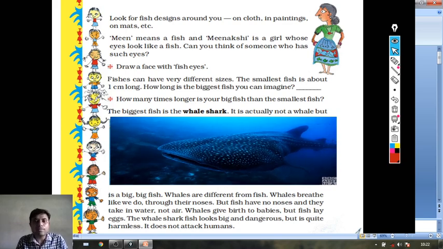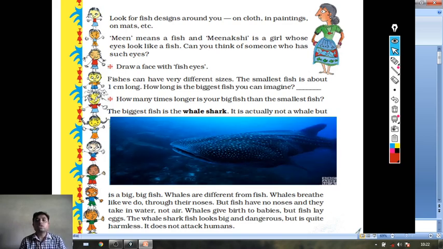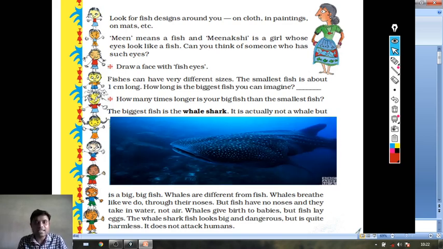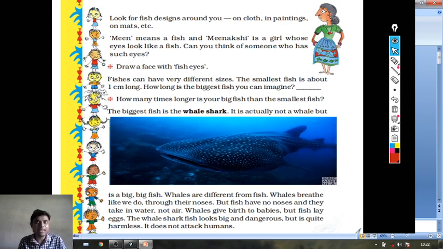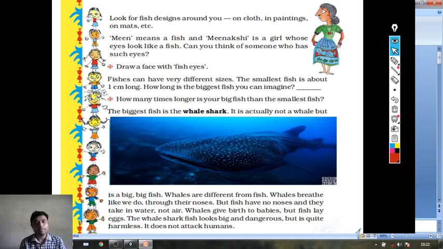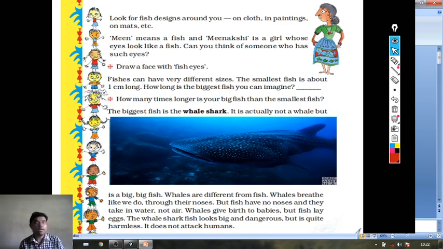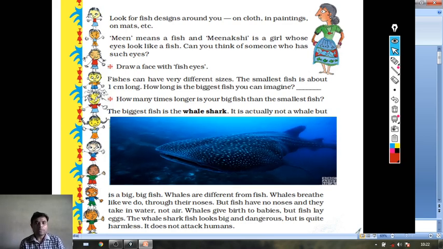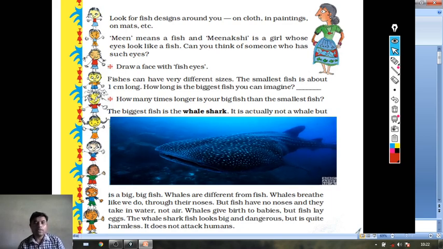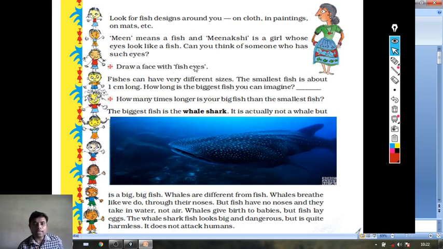Can you think of someone who has such eyes? In your class, have you seen someone who has eyes like a fish? Maybe in your class or maybe around you. Draw a face with fish eyes. So you draw.